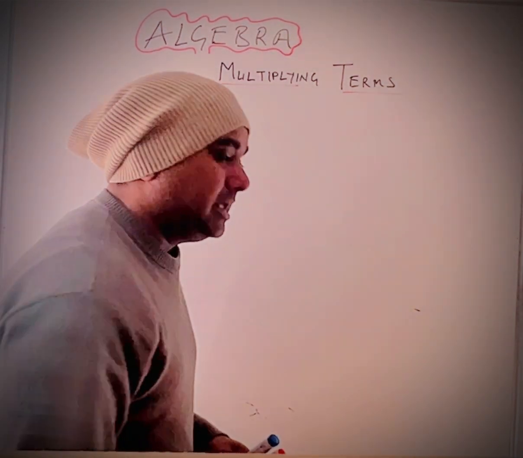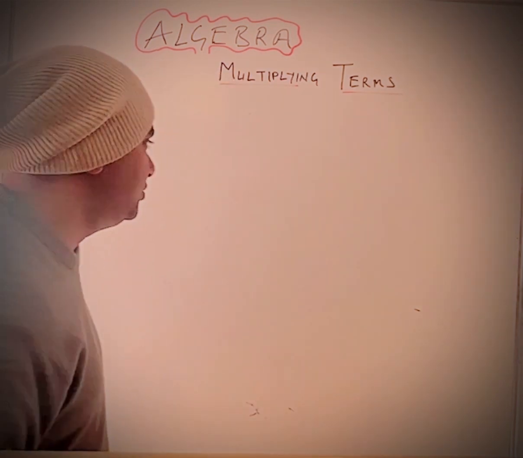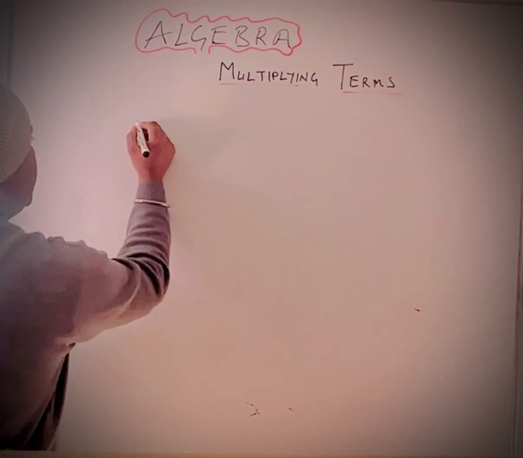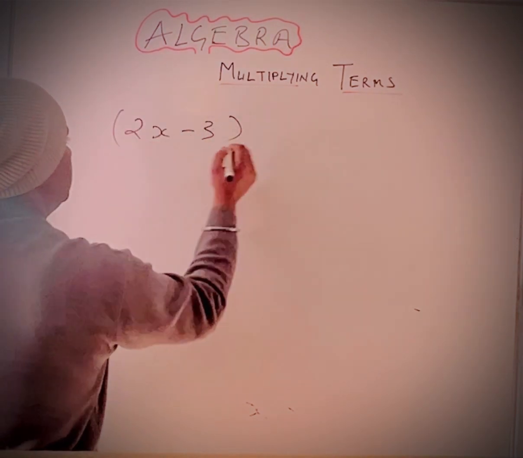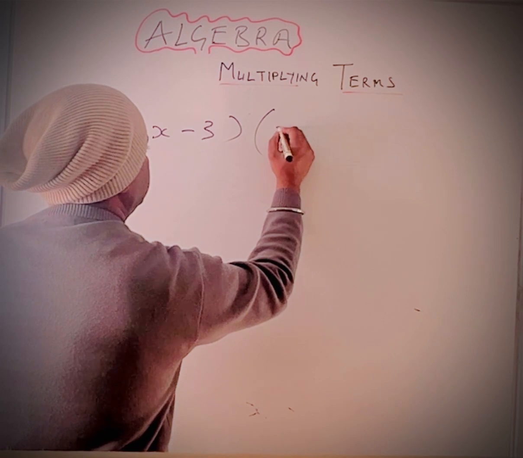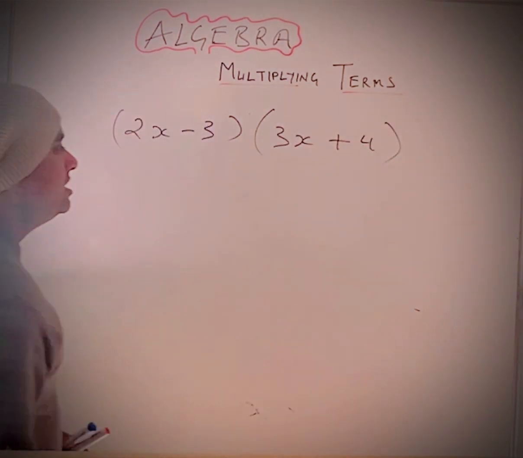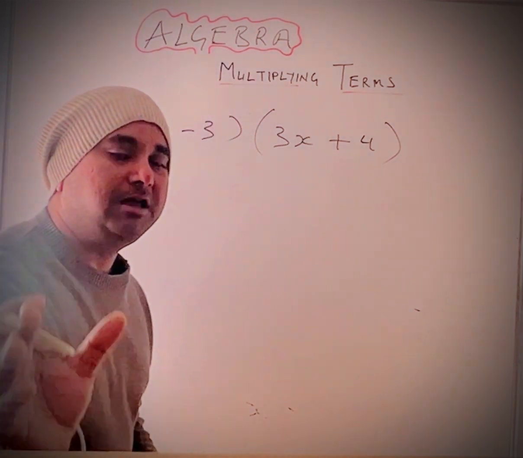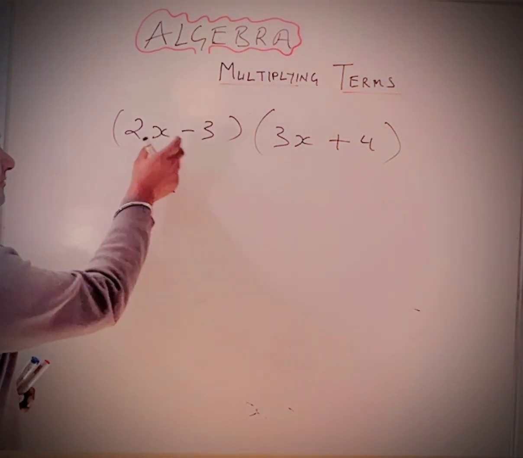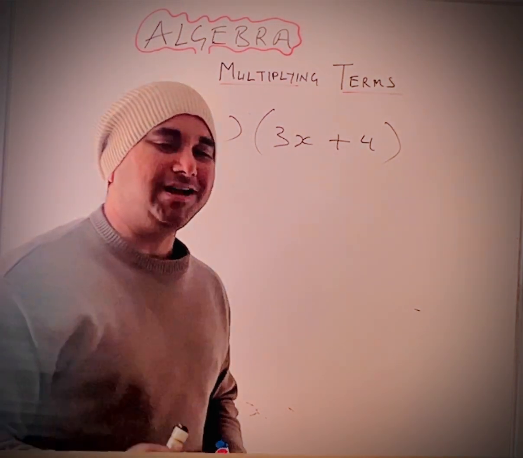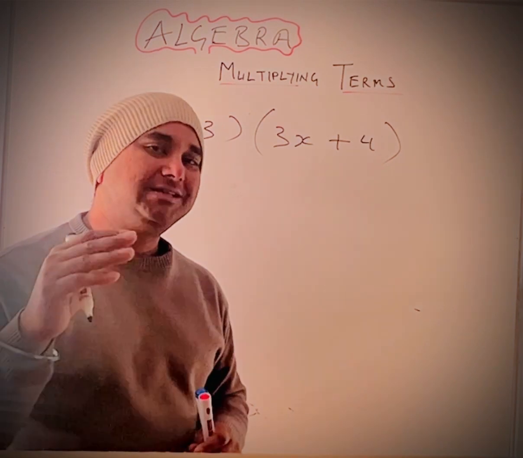Now let's do one more question, a question with 2 brackets. Let's say 2x minus 3, bracket, 3x plus 4. That's the question. Follow the steps, please. What are you going to do? You see, there are 4 different terms in this question.